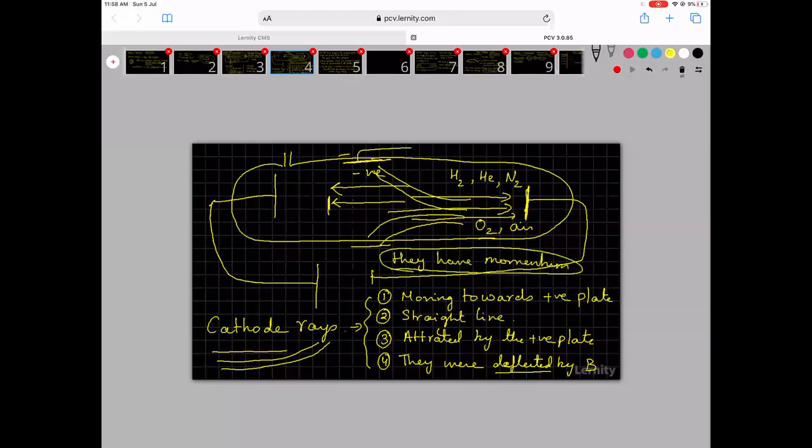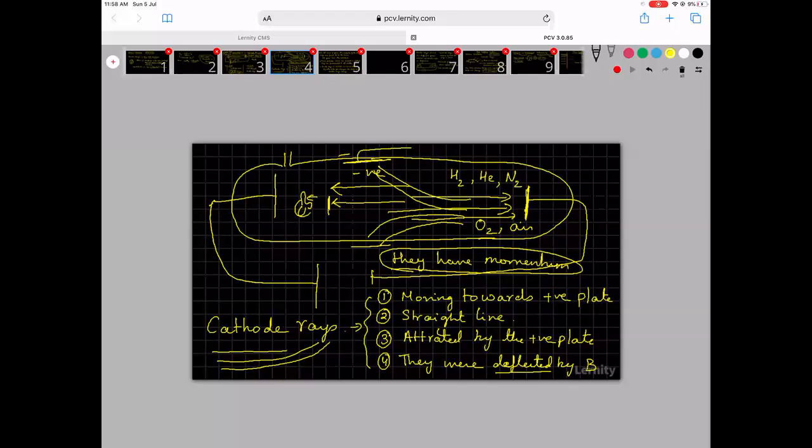How do you know they have momentum? If you keep a small flywheel in its path, a flywheel is a wheel of this kind, the particles hit it and make it rotate. So the flywheel started rotating. So they have momentum.